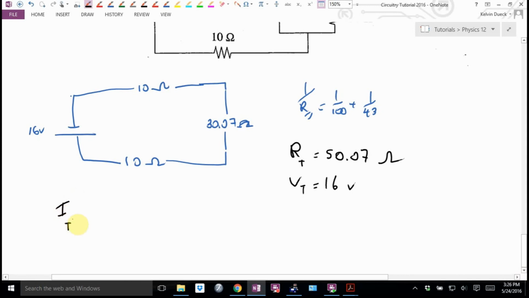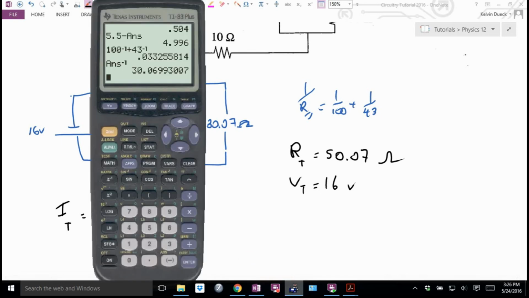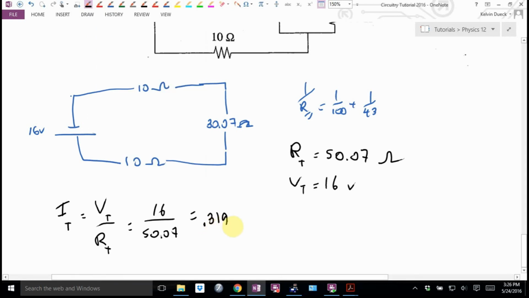I can find total current. It's going to be total voltage divided by total resistance. It's going to be 16 divided by 50.07. You know, I like to keep stuff on my calculator, so I'm going to add 20. There's my total resistance. 16 divided by this. It would be lovely if this works out to like a nice decimal, and okay, maybe not. I'll write 0.319553. I'll carry 6 sig figs because I'm going to be using my current to find a bunch of other stuff. 0.319553 amps.